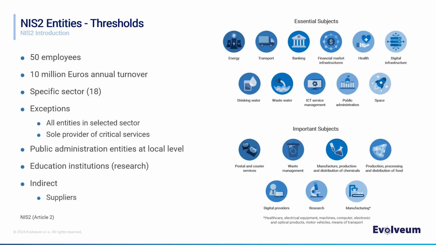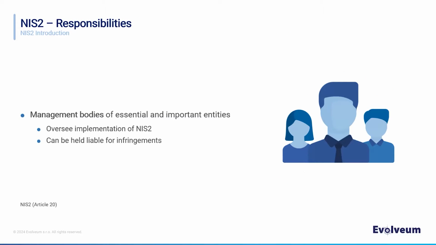There will also be some indirect influence on suppliers, because those important and essential subjects will have to adapt their contracts with their supply chain to add some cybersecurity items like SLAs, penalties, a risk-based approach to their cybersecurity measurements, incident handling, right for audit, and so on. So the cybersecurity of suppliers will also have to increase thanks to NIS2.